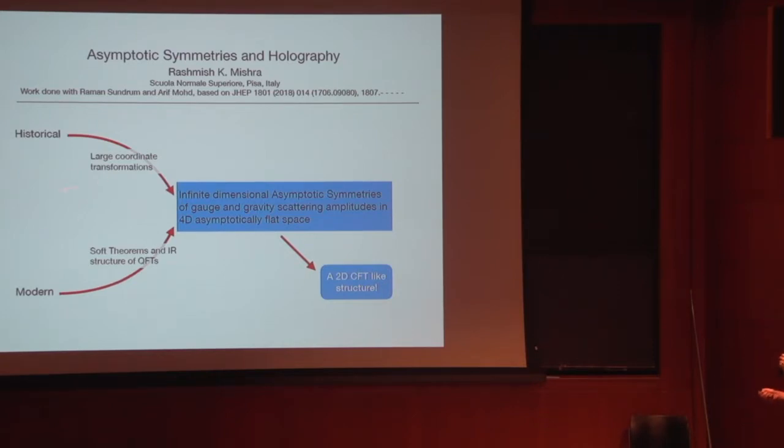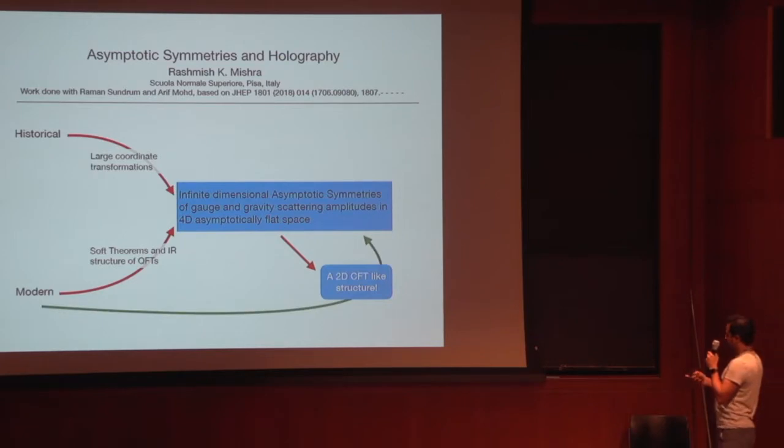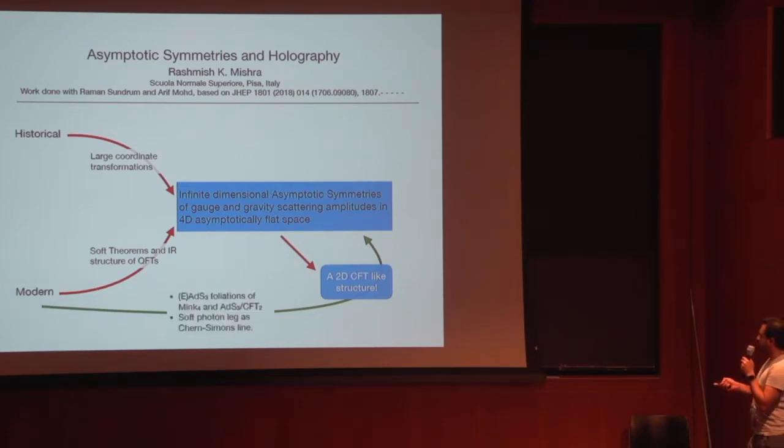I want you to pay attention to the flow of the arrow, where this was found first, and then it went in this direction. At the same time, one of my collaborators showed that it's actually possible to go the other way around, where you start with a 2D CFT, try to find a 2D CFT-like structure, and cast it into asymptotic symmetries of flat space. Since this is the one relevant for my talk, I want to tell you two things relevant in this direction. And I think this connects to the question that Lenny was asking.